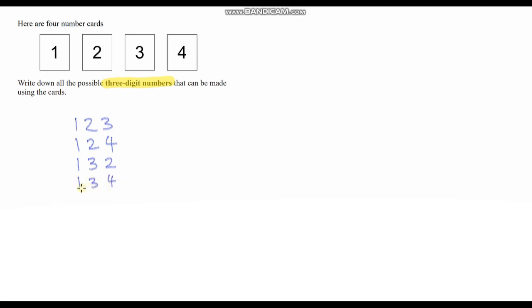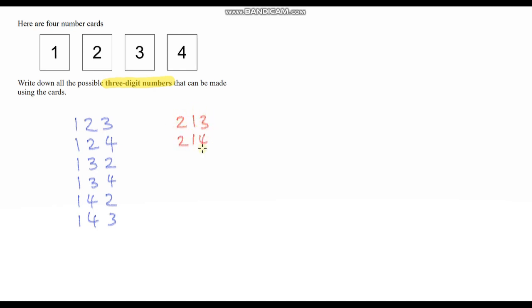And now again, we're going to have to move up to the 40s. So it'll be 142 and then 143. And then that's it. That's all of the hundreds because we can't go up to 150. So we've got all of the hundreds. Now let's move on to the 200s. So we're going to have 213. That will be the smallest 200 number that we can make.